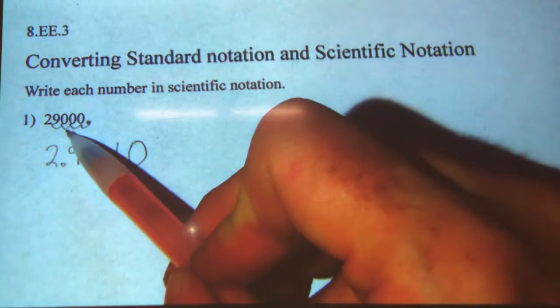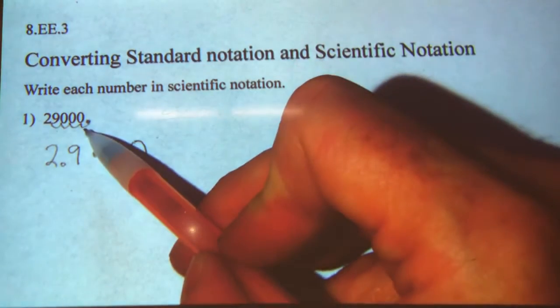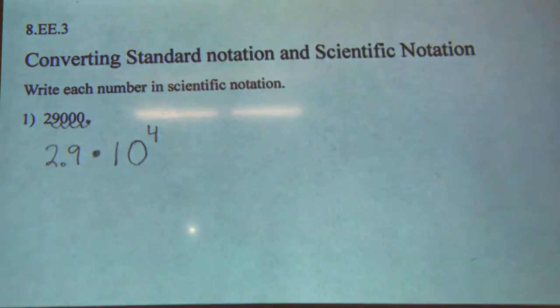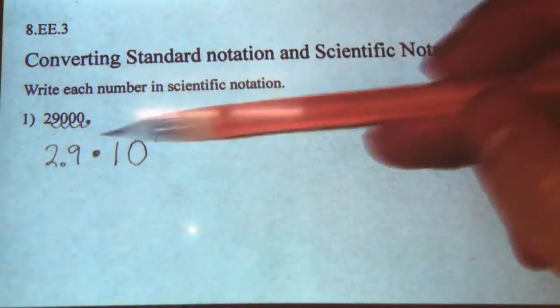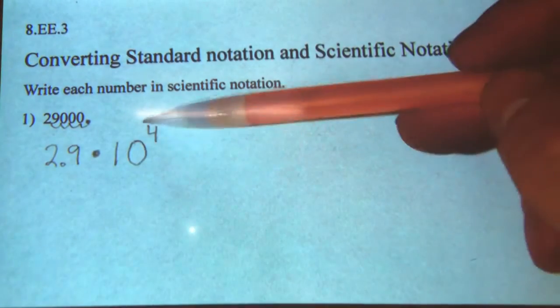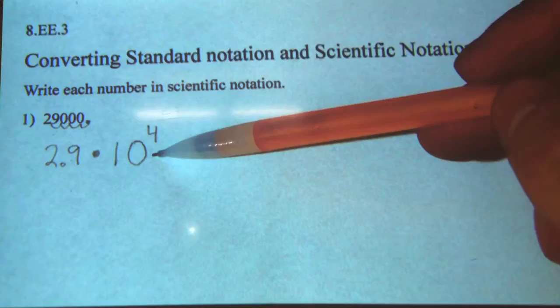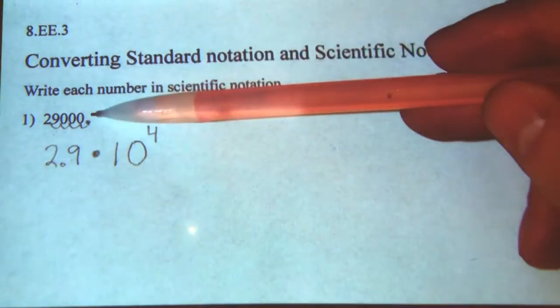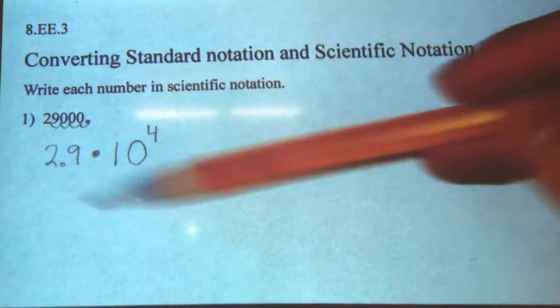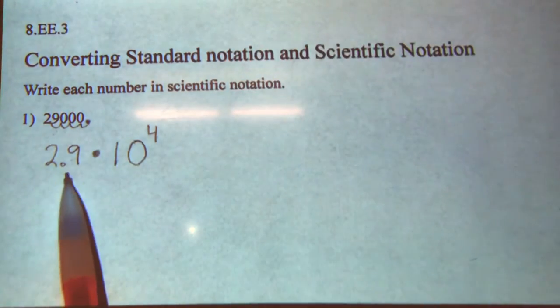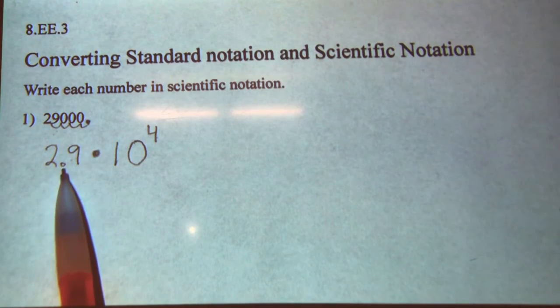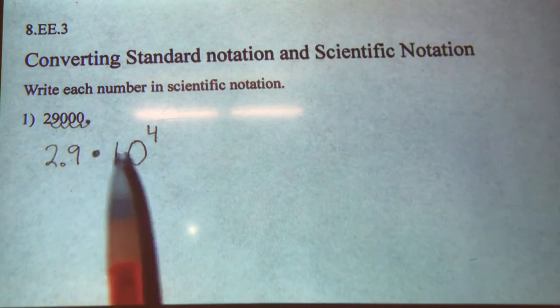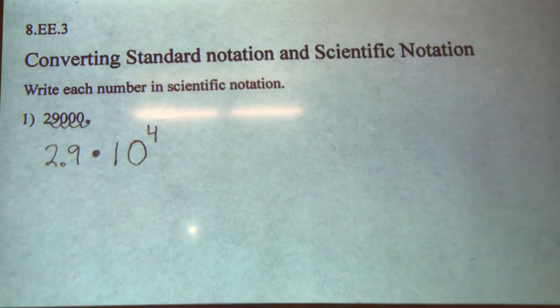We need to put an exponent here. And the exponent is always going to be equal to the number of times we had to move the decimal. We moved 1, 2, 3, 4 times. So this would be 2.9 times 10 to the 4th. 10 to the 4th is 10,000, so 2.9 times 10,000 is 29,000. These two numbers have the same value. One is written in standard notation and the other is written in scientific notation. Again, scientific notation is the product, or when you multiply, of a number between 1 and 10 and a power of 10, 10 to the 4th power.